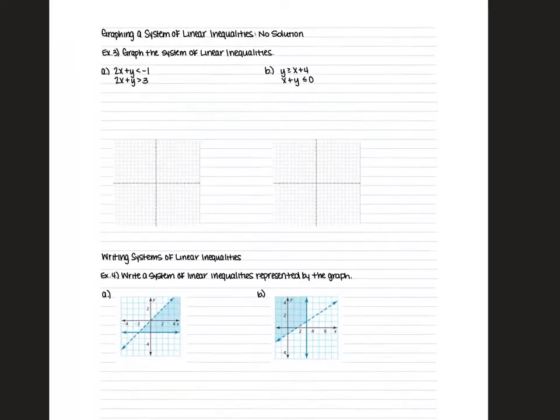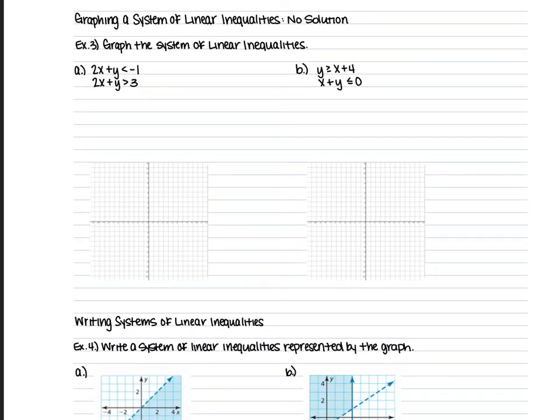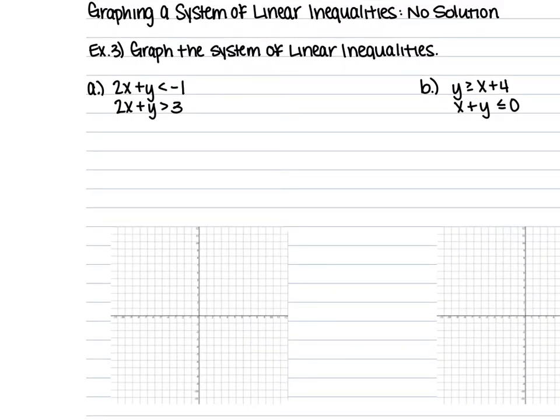For your next set of examples, you are graphing the system of linear inequalities. For 3a, we have 2x plus y is less than negative 1, and 2x plus y is greater than 3. So I'm going to take that first inequality, 2x plus y is less than negative 1, and solve it for y. So I'm just going to move the 2x over by subtracting it from each side, and we get y is less than negative 2x minus 1.